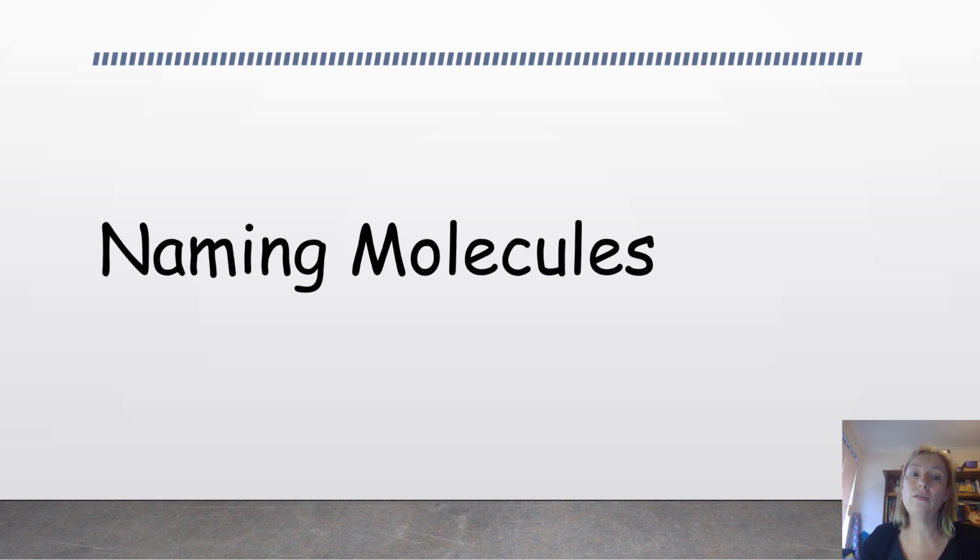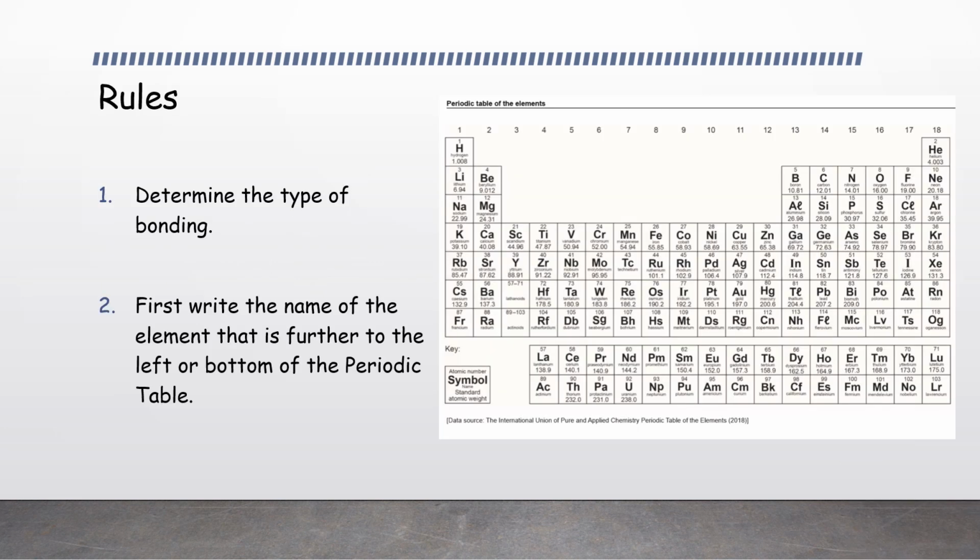This time I'm going to take you through how to name a molecule. The first thing you have to do is determine the type of bonding. This method for naming is only used for molecules. If it's got ions in it, you go through ionic bonding.